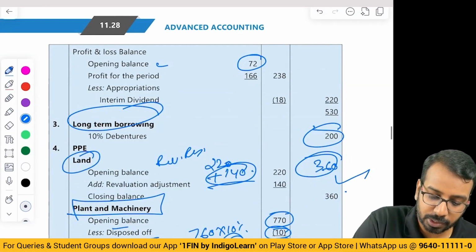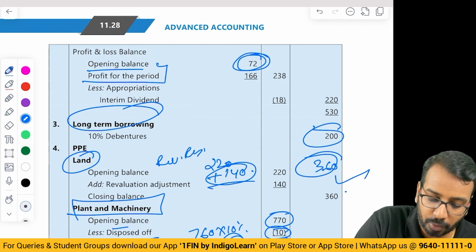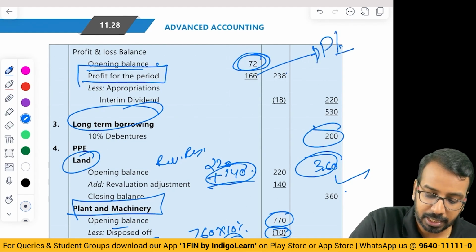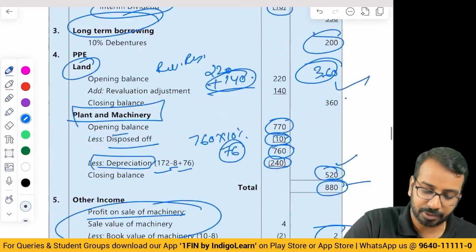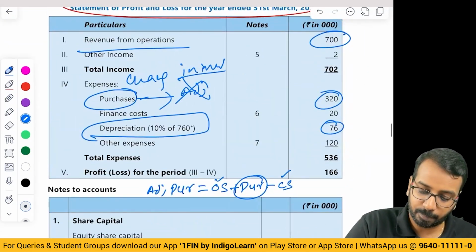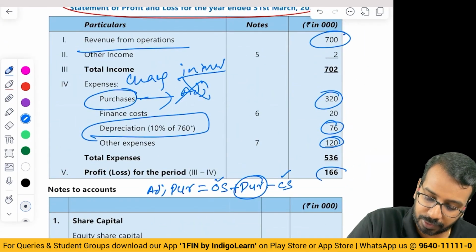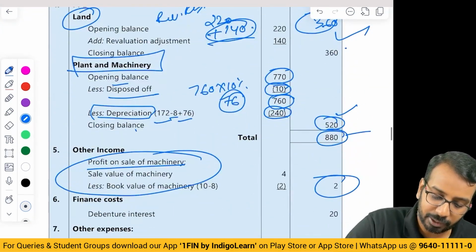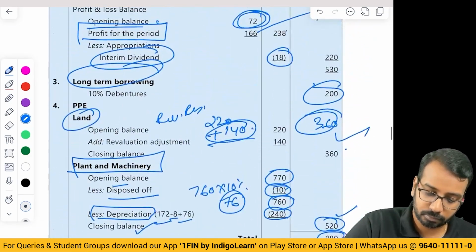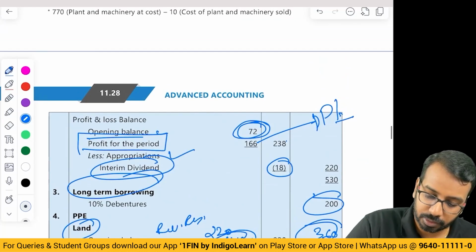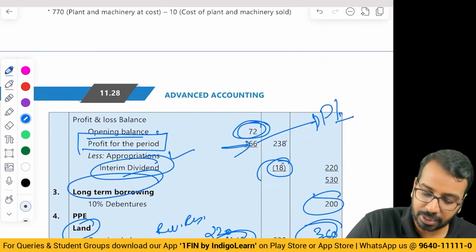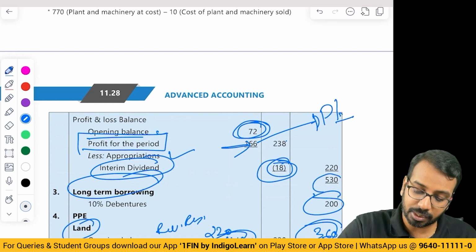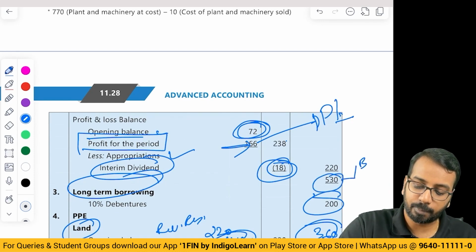In the reserves and surplus, opening balance of profit and loss, profit for the period, this comes from P&L, and interim dividend will be subtracted here. So when you complete the P&L, whatever is the profit here, 166, after tax, this 166 gets added to this number, and you deduct the interim dividend, and this is the closing balance. This will go to the balance sheet.